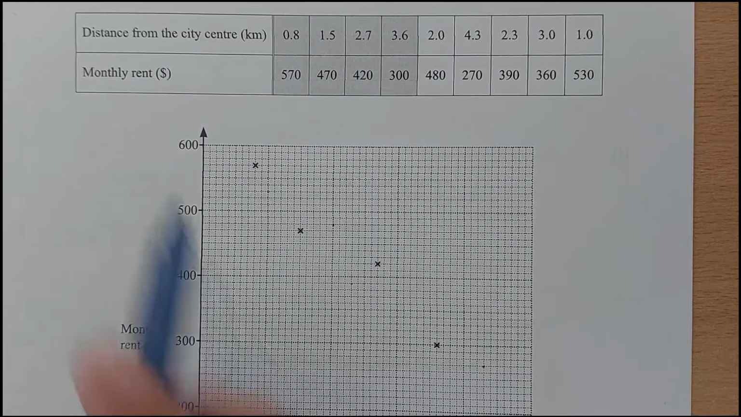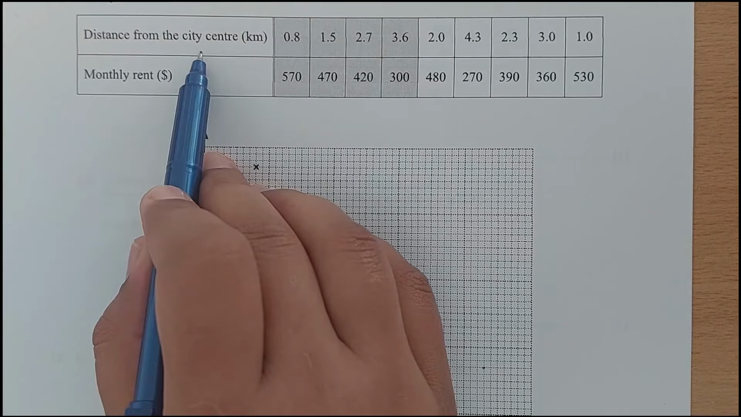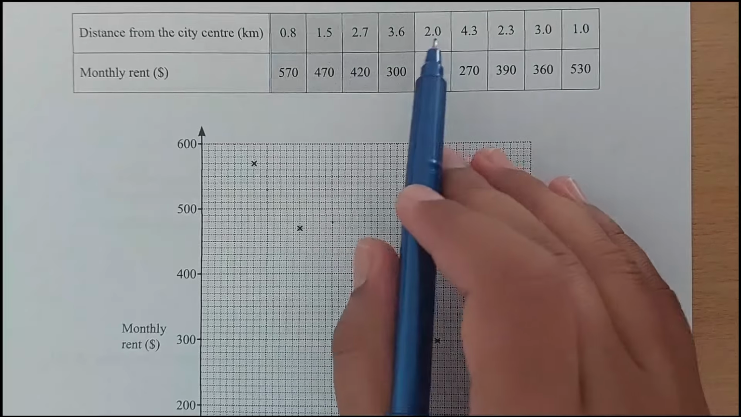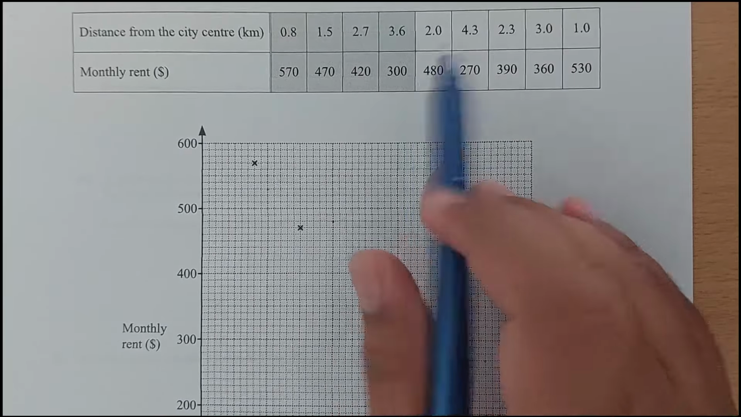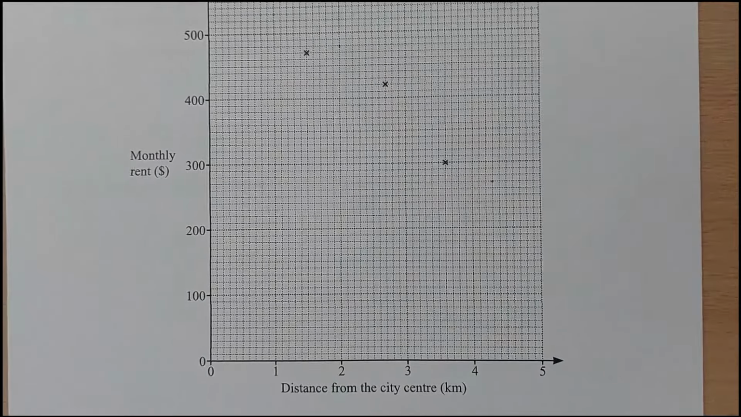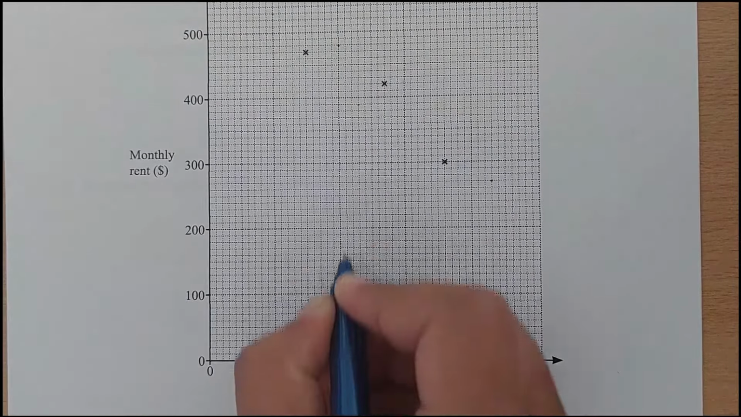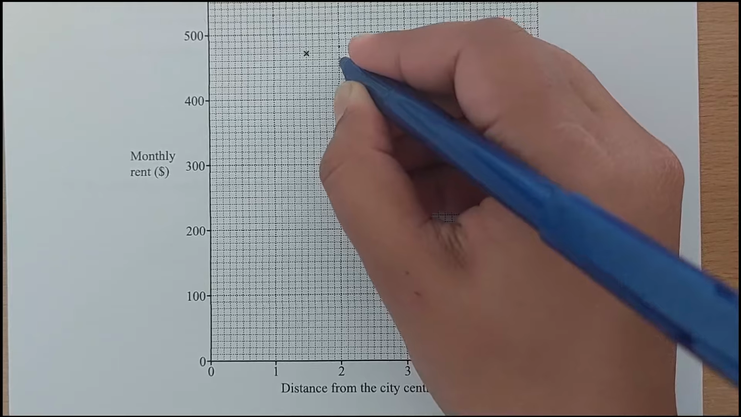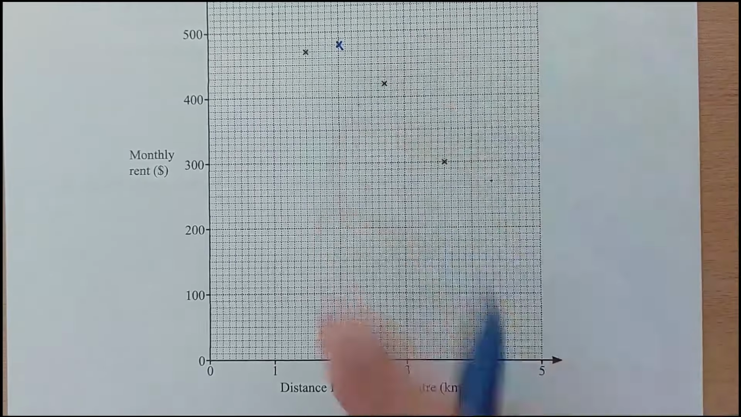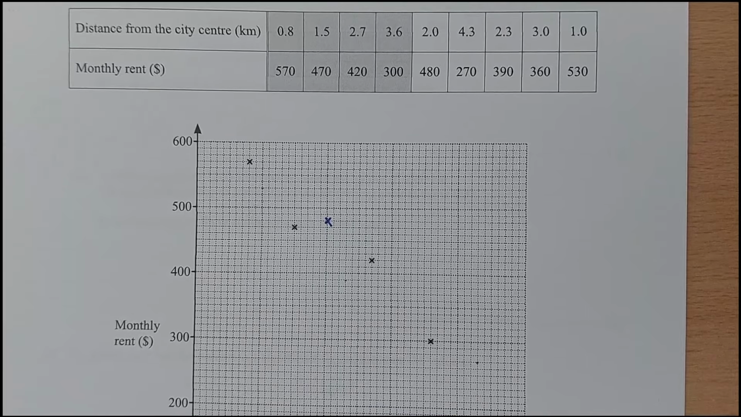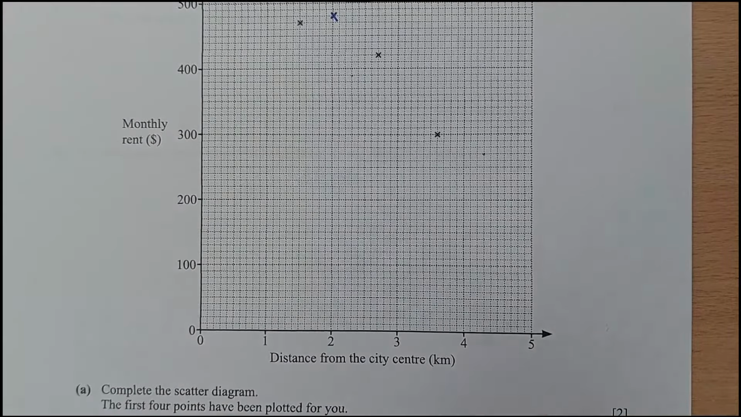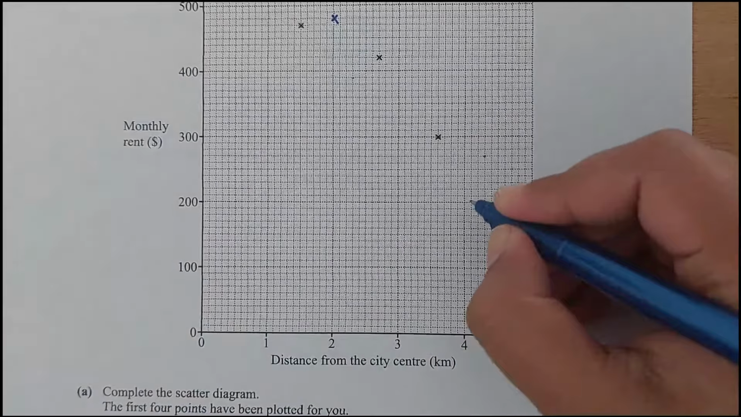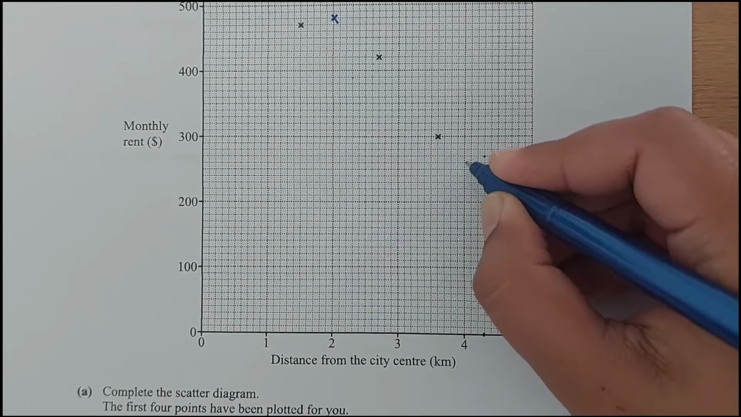The distance from the city center in kilometers is the x coordinate, and the monthly rent is represented by the y coordinate. So when the x value is 2, the y value is 480. So for 2.0 we have 480. This is the next point. Now 4.3, 270. So this is 4.3, 270.